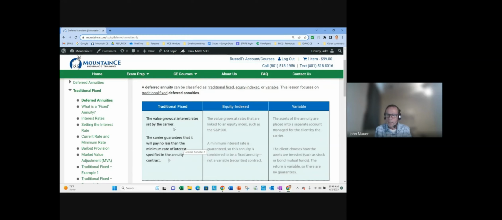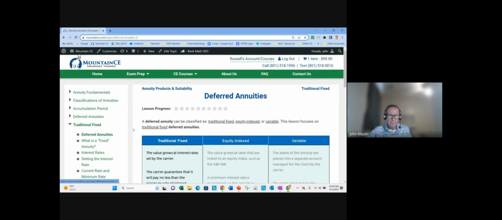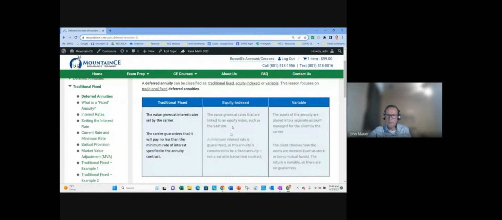And when interest rates are high, then you're going to get a higher rate of return. When interest rates are low, you're going to get a lower rate of return. But at least you're going to get a guaranteed amount. Equity indexed. Equity indexed means that the value grows at rates that are linked to an equity index, such as the S&P 500 index. So it's important to understand that an equity indexed annuity is also considered a fixed annuity. Why? Because you're guaranteed to not lose money in an equity indexed annuity. The value cannot go down. So a minimum interest rate is guaranteed. It might only be 1%, or it might be 0.5%, but it's guaranteed to not go down.